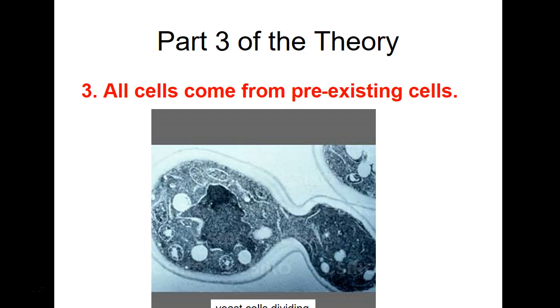And thanks to Virchow, part three: all cells come from pre-existing cells. So the trillions of cells that you have in your body right now came from another cell. Every cell came from another cell. A cell just doesn't spontaneously grow.